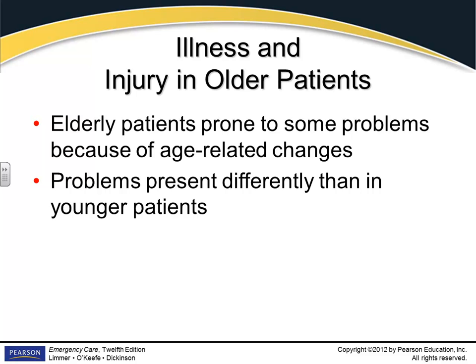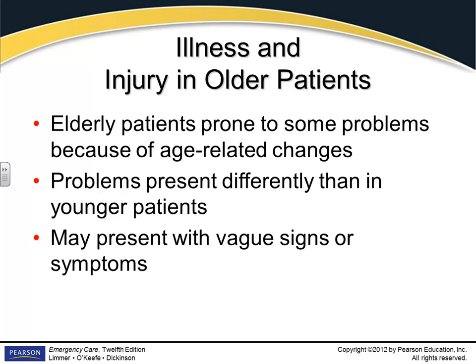You may not recognize it for what it is. Even if you can't recognize what it is, treat everything as if it's something serious because they can deteriorate so quickly. They may present with vague signs or symptoms. They just can't localize it. They've got so many other issues that they can't tell you exactly what it is.